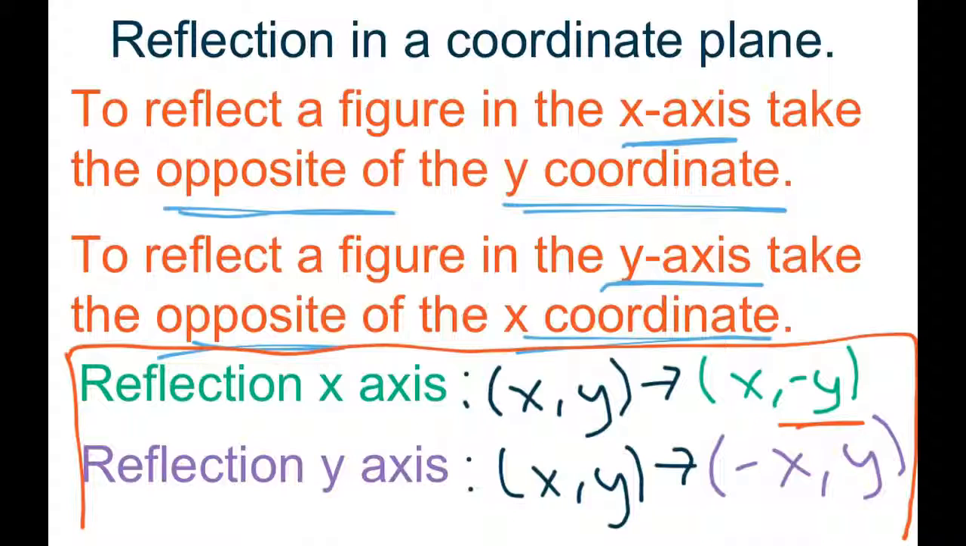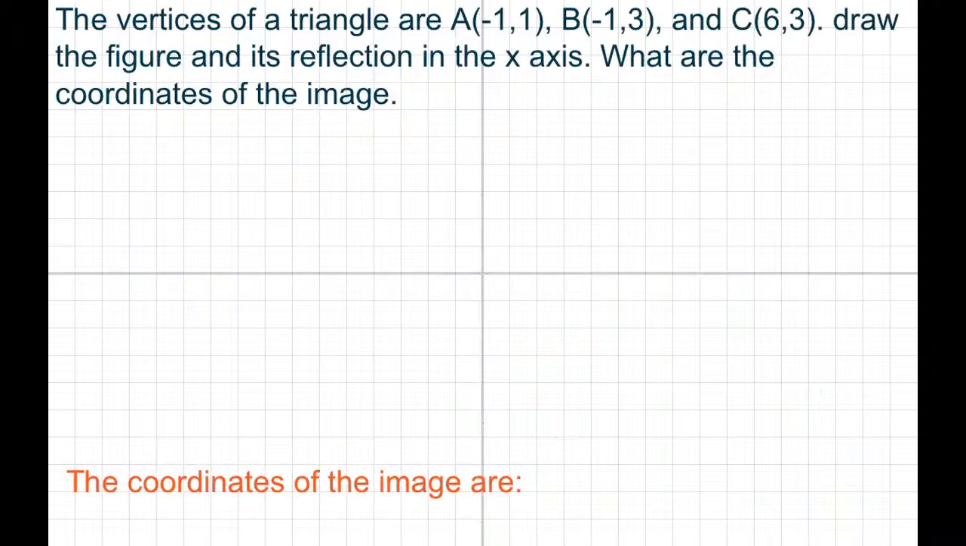We're going to try an example of this. But this part boxed in here is very important, and I would box it in your notes so that you know this is something that you must study. Here's an example. Here we have a triangle that is given by the coordinates -1, 1, -1, 3, and 6, 3.